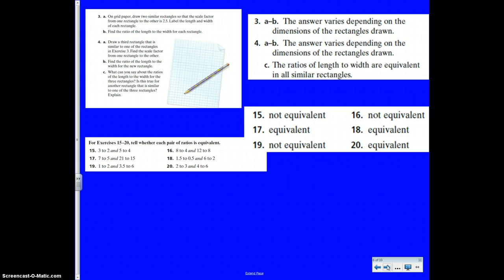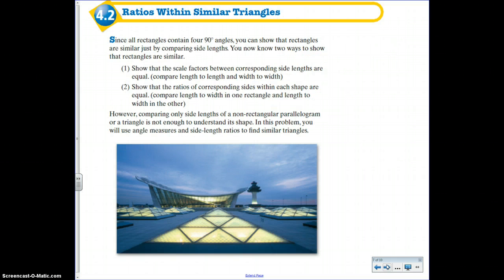Take a minute now to pause the video and fill in your table of contents. For today, we are doing lesson 4.2, and you should enter today's date. In lesson 4.2, we're going to talk about ratios within similar triangles.